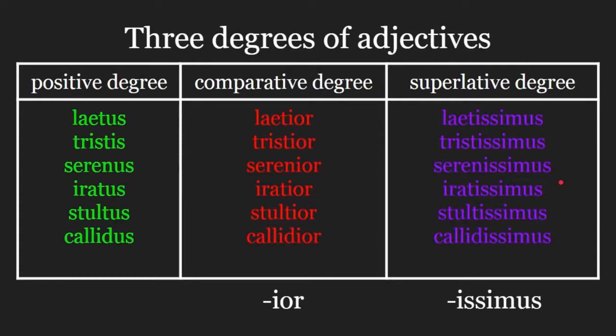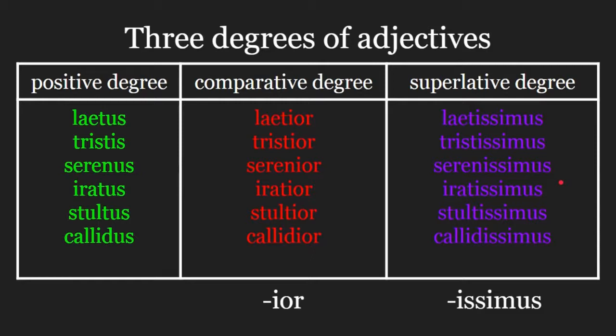If we want to compare the two objects or two people together, then we go from laetus to laetior, happy to happier, tristis, tristior, serenus, serenior, iratus, iratior, stultus, stultior, calidus, calidior. Hopefully, you see that there is a pattern here.